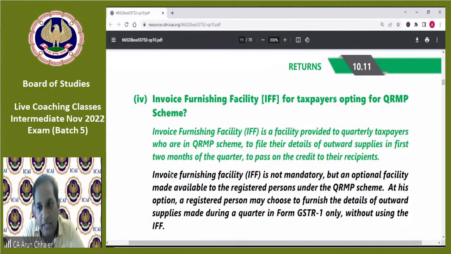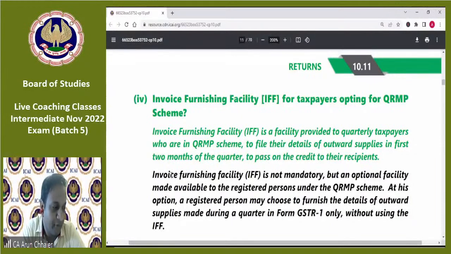So only for B2B outward supplies, the IFF has to be furnished for month 1 and month 2. It is optional. It is not mandatory. If you would like to furnish, you can report only the details of outward supplies, only B2B supplies.